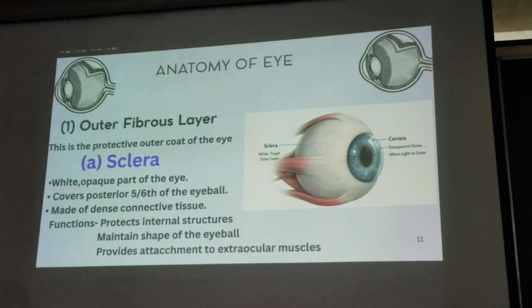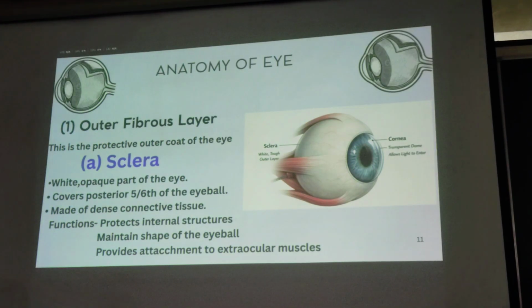My topic is the fibrous layer. The outer fibrous layer is a tough protective outer covering. It is mainly made up of 2 parts, that is sclera and cornea. First, we will study about sclera. Sclera is a white opaque part of the eye which covers about the posterior 5/6 of the eyeball. It is mainly composed of dense connective tissue which makes it strong and resistant.